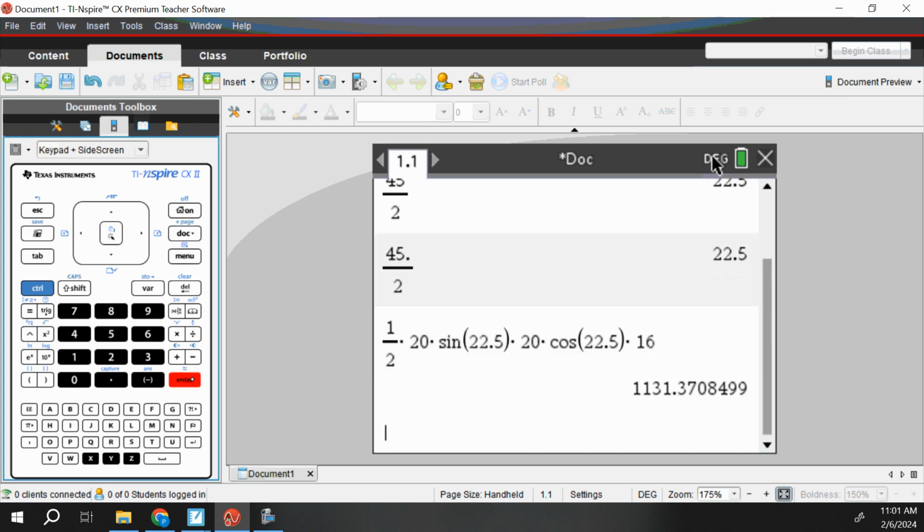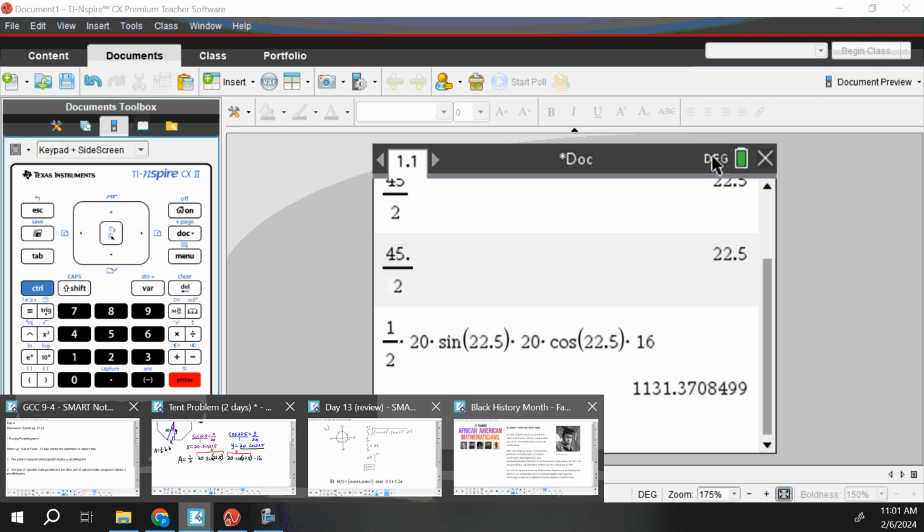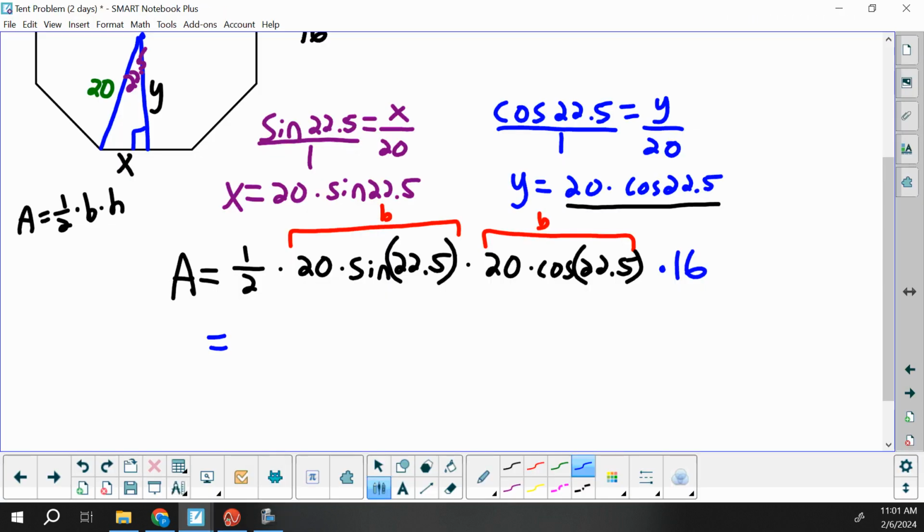and hit enter. And now we want to round this to the hundredth, which is 2 decimal places. So look at the third spot, which we have a 0. If that third spot was 5 or higher, we'd bump the 7 up. But because 0 is less than 5, we keep the 7 the same. So we'll have 1131.37. And we had inches here, and we just did an area. So area is inches squared.